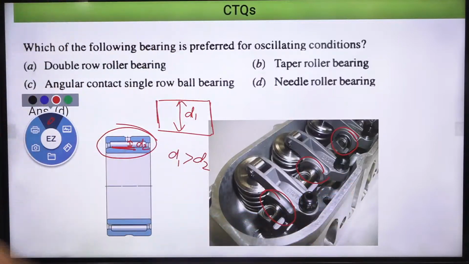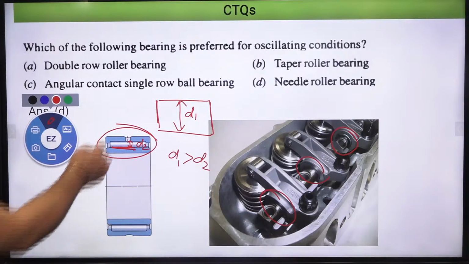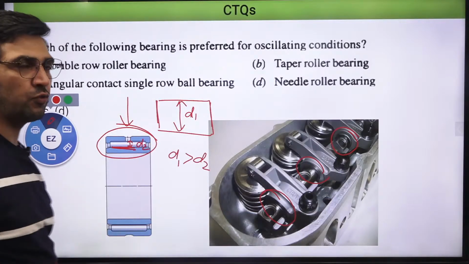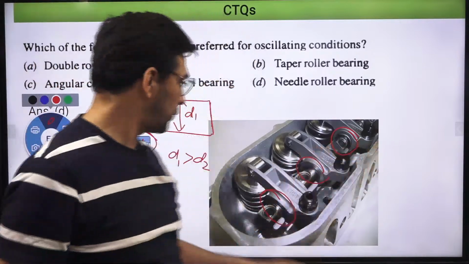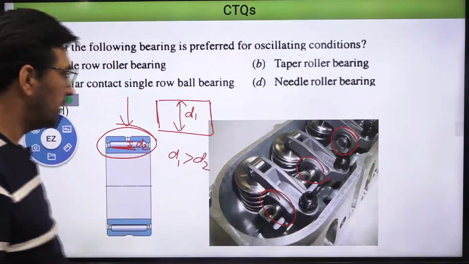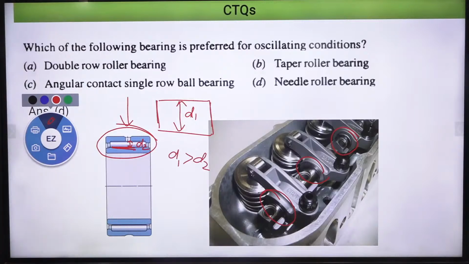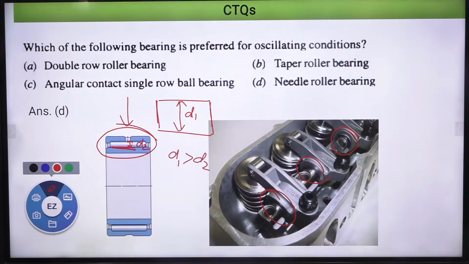So these needle roller bearings are used where you want to carry a significant radial load, as well as where you have very limited space, for example over here. One more application I will discuss with you in the coming questions, but over here I think that is more than sufficient. So the correct option is C. For oscillating motion, you use this kind of bearing.